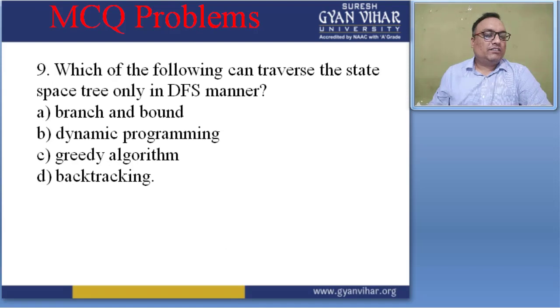So this is the ninth MCQ problem. Which of the following can traverse the state space tree only in a DFS manner? So the correct answer for this problem is D. The four options given here are branch and bound, dynamic programming, the greedy algorithm, and backtracking. So the D option is backtracking. This is the right answer for this question.